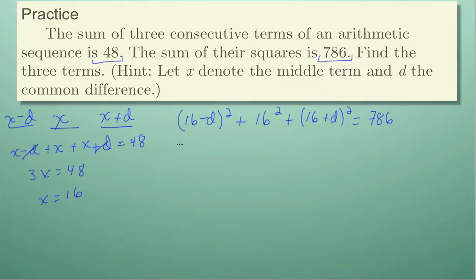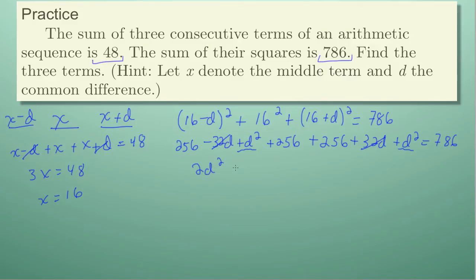16 squared is 256 minus a negative 16d and a negative 16d totals to a negative 32d plus d squared. I've got another 256 from the middle term right here. And then the final binomial squared is a third 256 plus 16d, and 16d is 32d plus d squared equals 786. Again, some stuff cancels out. Negative 32d and a positive 32d disappear. I've got a d squared and a d squared for two d squareds. Done with those. 256, 256, and 256 is 3 of those 256s.